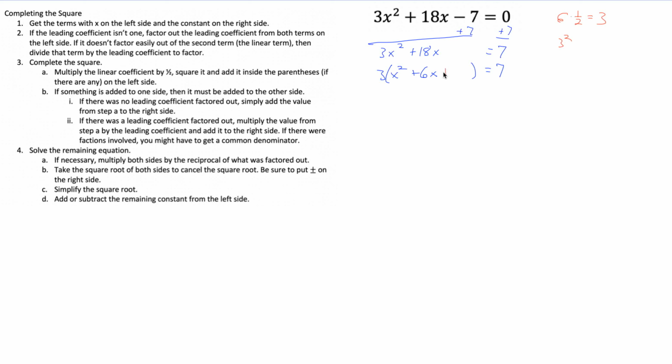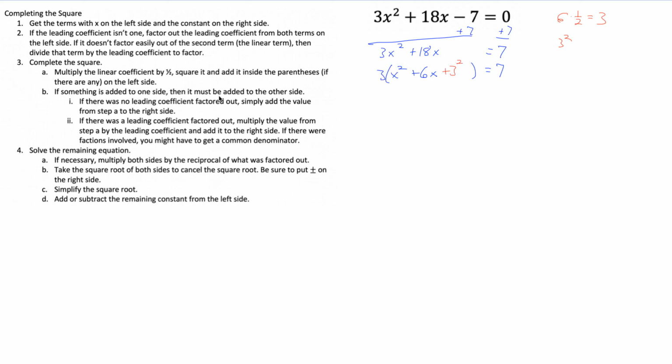So here the parentheses are there. I do like to put the 3 squared here, plus 3 squared, because that helps me in a minute. And now, if something is added on one side, then it must be added to the other side. We have to be careful here, though, because we added 9. The 9 was inside parentheses, and look what's outside the parentheses is a 3. So when we add a 9 in here, it's really being multiplied by 3. So we actually added 27, and that's what this is saying here.